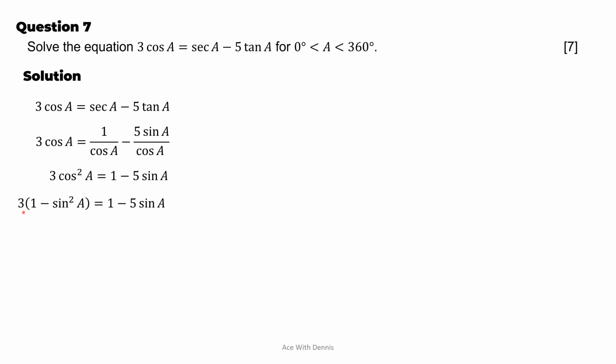So the equation becomes 3 times 1 minus sine square A equals 1 minus 5 sine A. Then we expand the bracket. Here we get 3 minus 3 sine square A equals 1 minus 5 sine A. I can see that this equation becomes a quadratic equation. So we move everything to the right hand side, and the left hand side is 0. So 0 equals 3 sine square A minus 5 sine A minus 2, because we want to make the coefficient of sine square A positive so that we can calculate easier. So this is a quadratic equation.